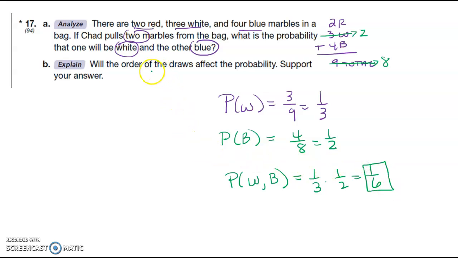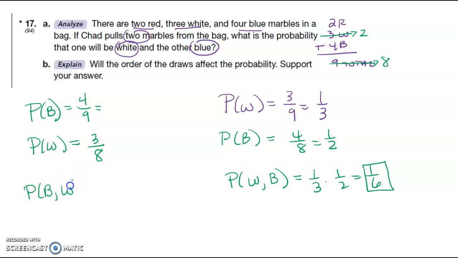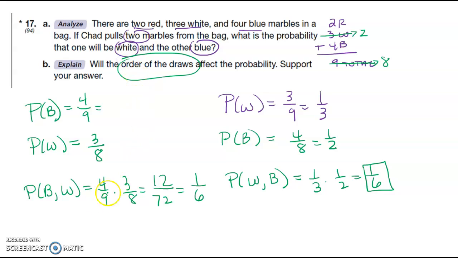Now, part B says, will the order affect the probability? Let's take a look at that. Let's pretend that he pulls the blue marble first. That's going to be 4/9, right? And then the probability of a white after that will be 3/8. So the probability of a blue first, then white, is 4/9 times 3/8, which is 12 over 72, which is 1/6. So the order does not matter.